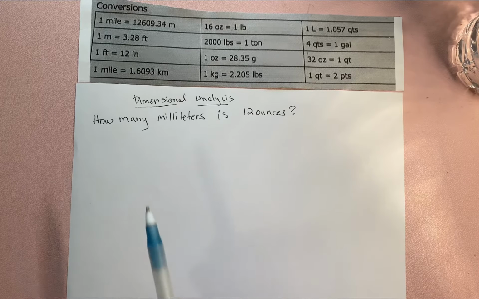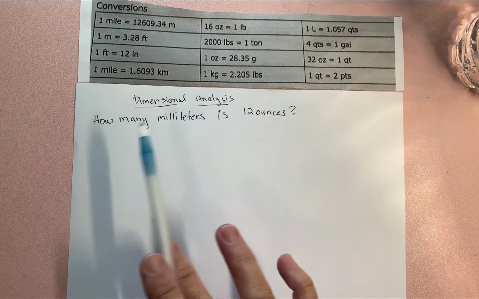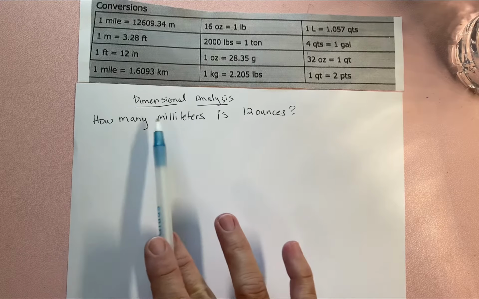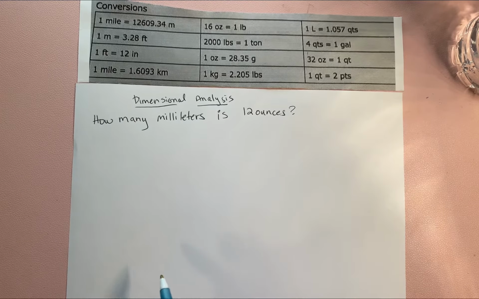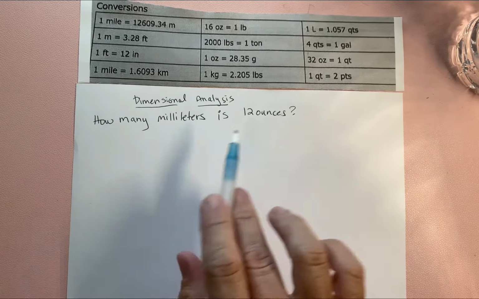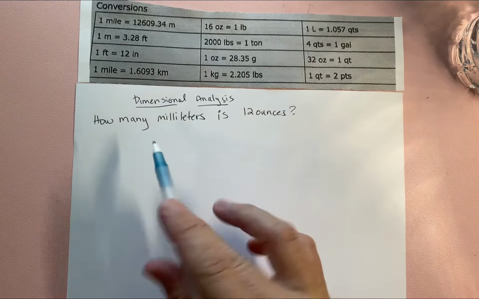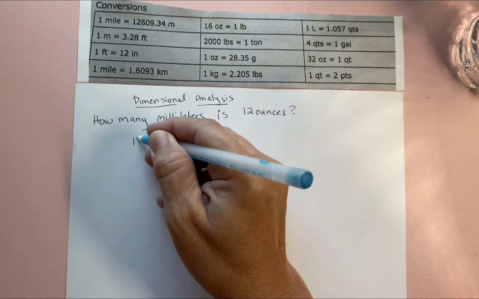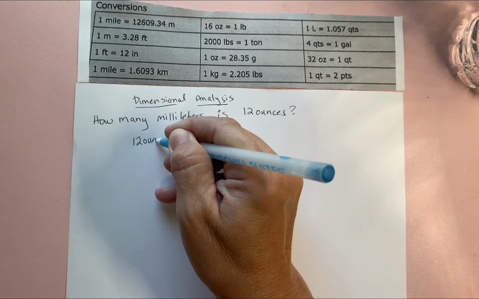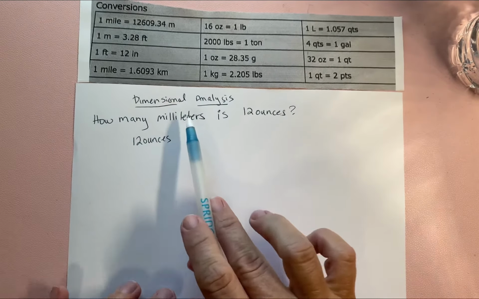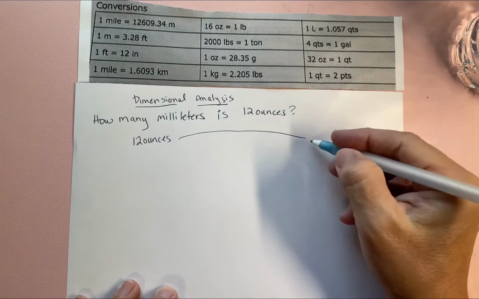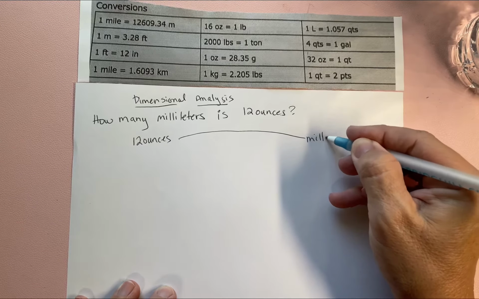I'm going to try to explain dimensional analysis. Our sample question is how many milliliters is 12 ounces? So the first thing we're going to want to do is identify what we do know and what we need to know. So we're going to write down what we do know, which is 12 ounces. And what we need to know is milliliters. So I'm going to write milliliters over here because I know it's going to take us a couple conversions to get there.